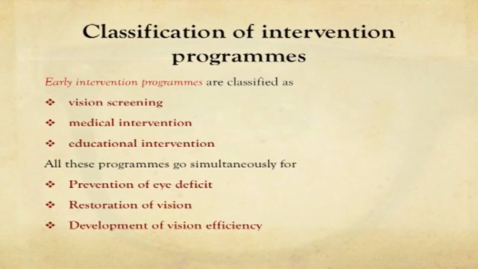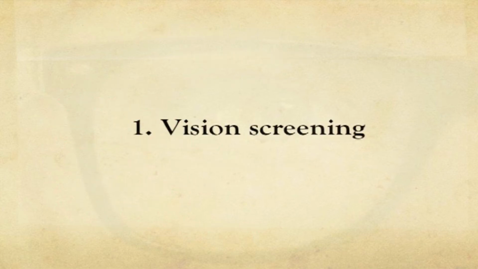Now let us discuss the classification of intervention programs. Early intervention programs are classified as vision screening, medical intervention and educational intervention. All these programs go simultaneously for prevention of eye deficit, restoration of vision, and development of vision efficiency. Number 1, vision screening.